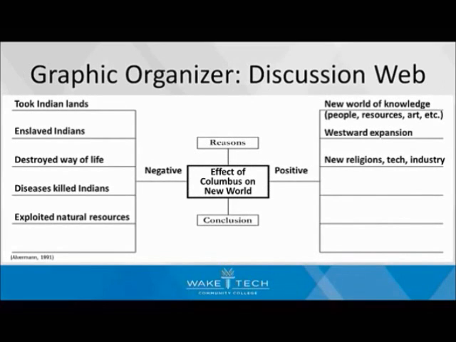Speaker D talks about how Columbus helped produce the democratic system we have today. We'll list this on the right as a positive effect.